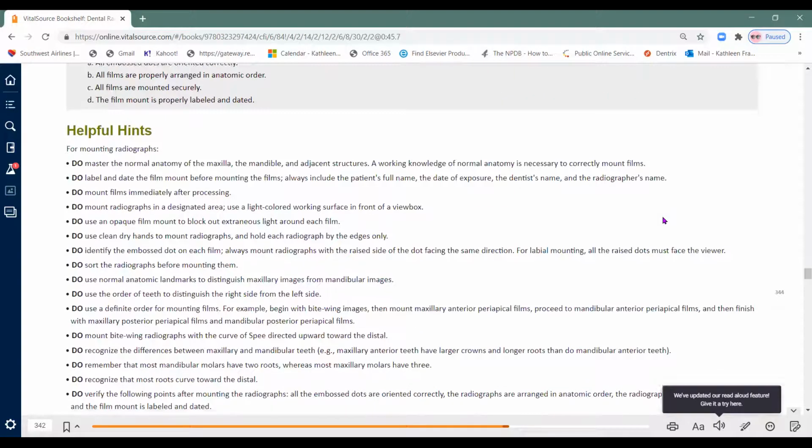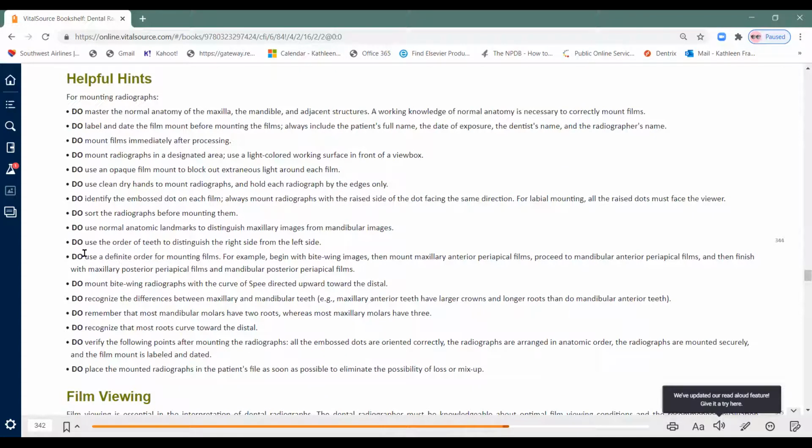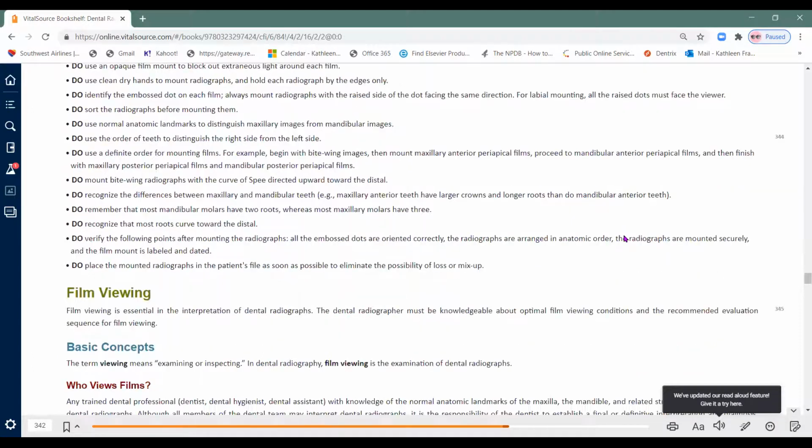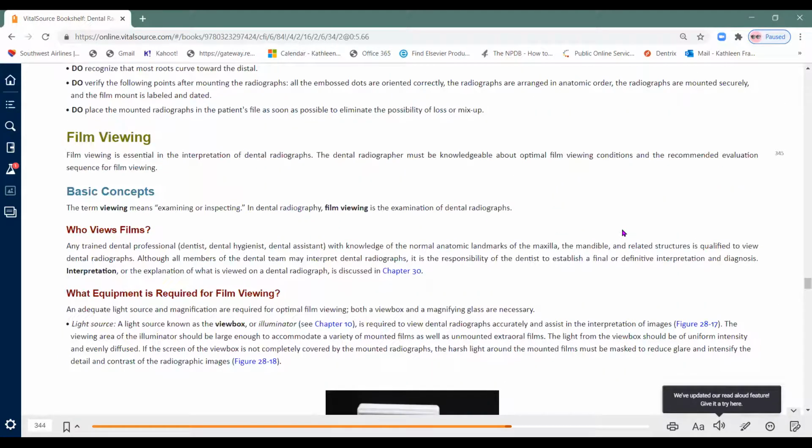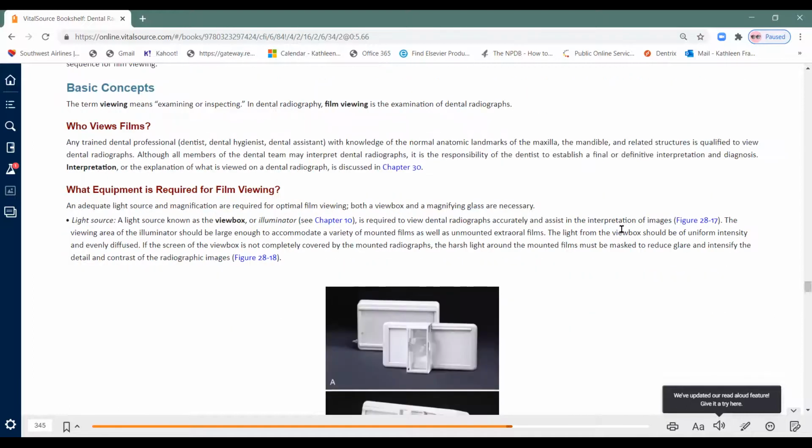These are some helpful little hints, but you do need to know basically what the teeth look like, the difference between your maxillary anteriors and your mandibular anterior teeth, and think about the shape of the crowns of the teeth, which will help you.